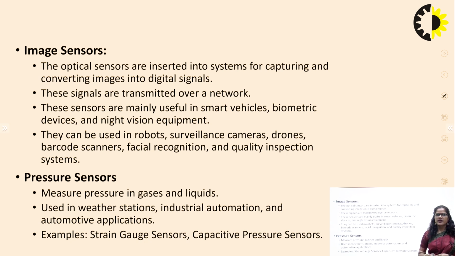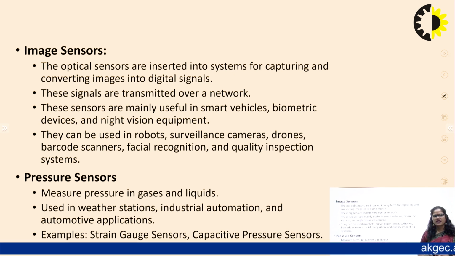Next we will talk about pressure sensors. For measuring pressure in gases and liquids, we use pressure sensors. And we have other dimensions where pressure sensors are used, for example weather stations, industrial automation, and automotive applications. Here we have some pressure sensors like strain gauge sensors and capacitive pressure sensors.